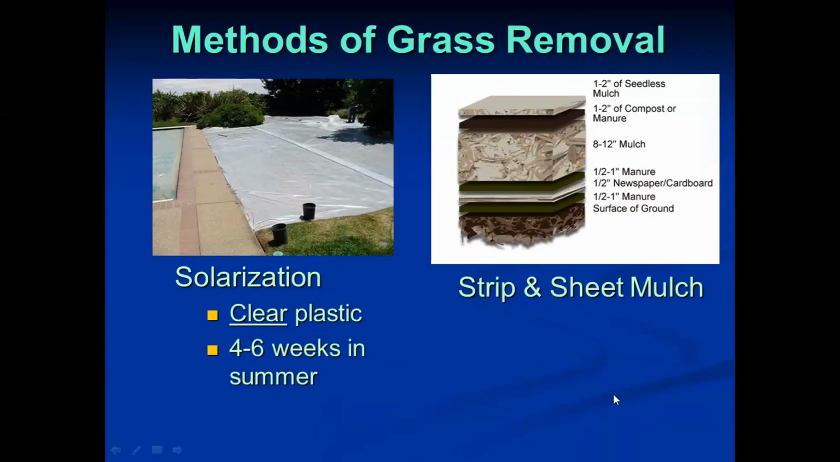You can also try sheet mulching, which is where you apply at least a foot or 18 inches worth of material to the surface of the ground. In this illustration, they've got a 1/2 to 1 inch of manure, 1 inch of newspaper, 1/2 to 1 inch of manure, 1/2 to 12 inches of mulch, another 1 to 2 inches of compost or manure, and then another couple inches of mulch. And you're starving the Bermuda, and hopefully it won't grow through all these layers. And it does take some time, but it will work.